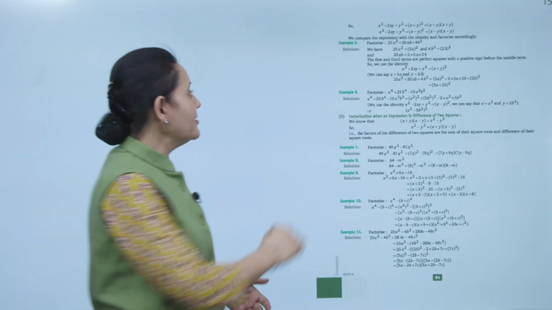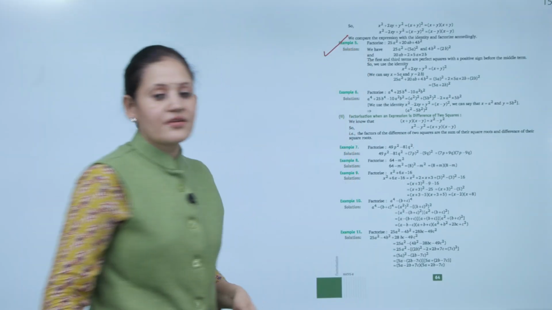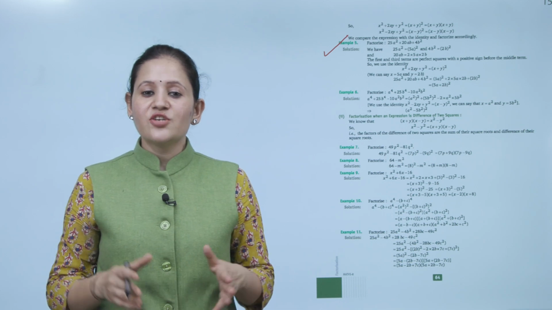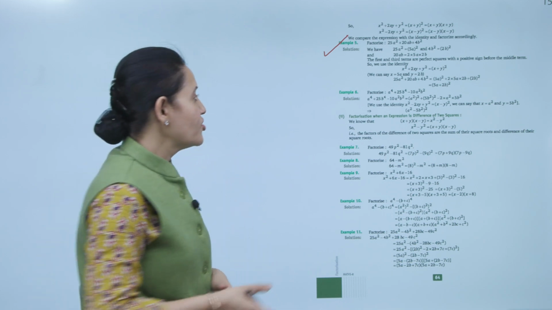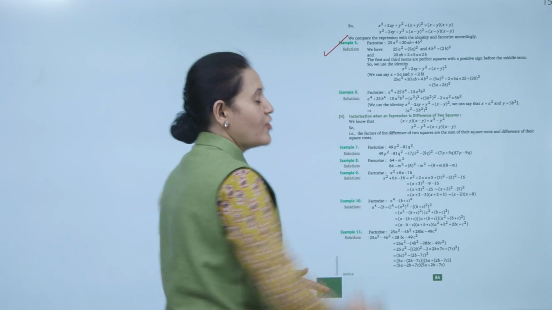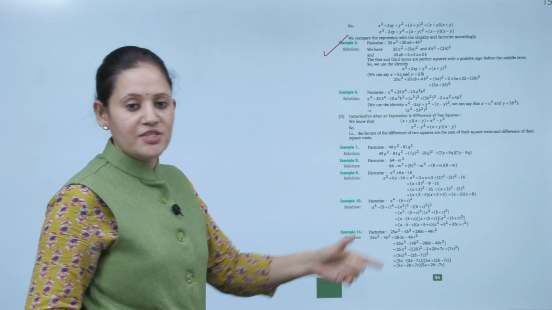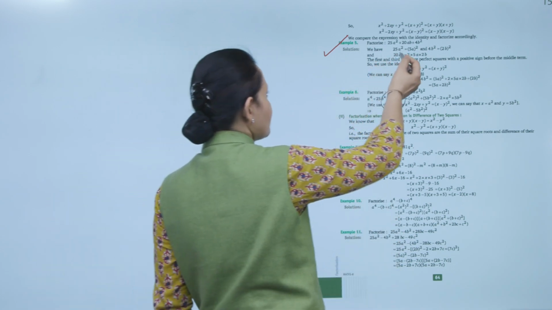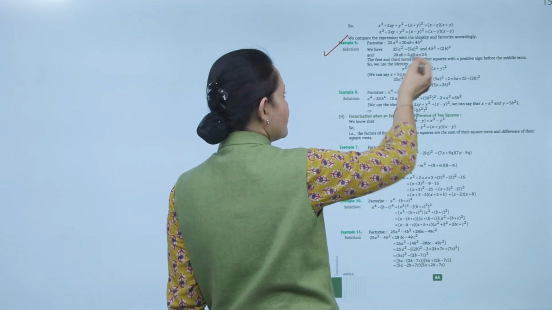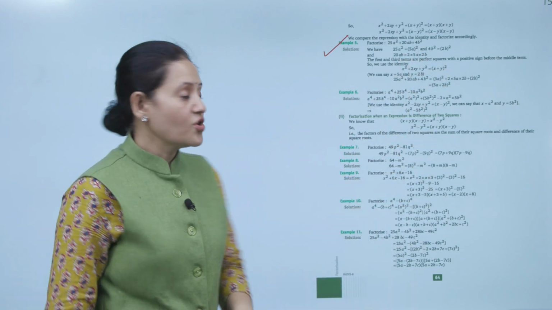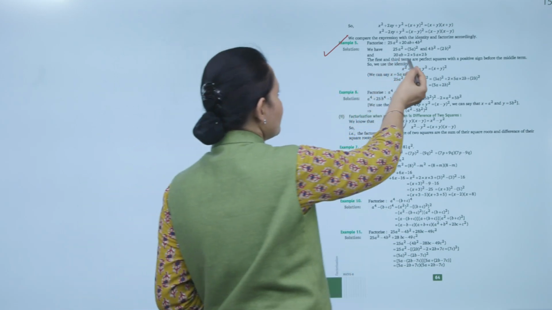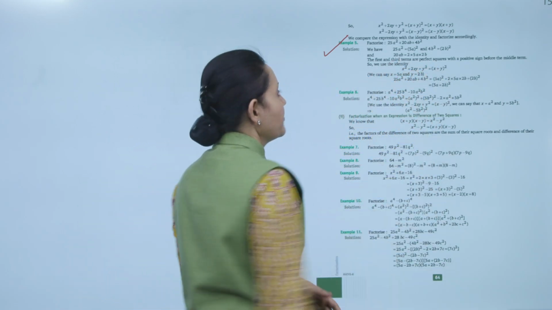Now we'll take an example. Factorize 25a square plus 20ab plus 4b square. So here it is written in the form of a square plus 2ab plus b square. 25a square will be in the form of 5a whole square, 4b square we will write as 2b whole square. So 20ab is in the form of 2 into 5a into 2b.